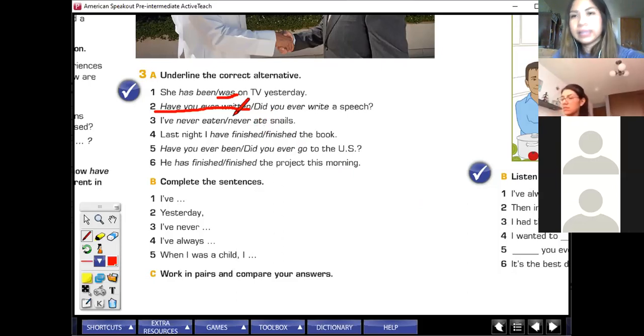Sí, ¿no? Entonces, como es una experiencia, vamos a utilizar presente perfecto. Have you ever written? Yes. No utilizamos did, porque esto es en el pasado. Escribiste, pero no es una experiencia. Si lo preguntamos, ¿alguna vez has escrito un discurso? Esa es una experiencia en tu vida. Ok. Hazel, choose a different classmate, please.